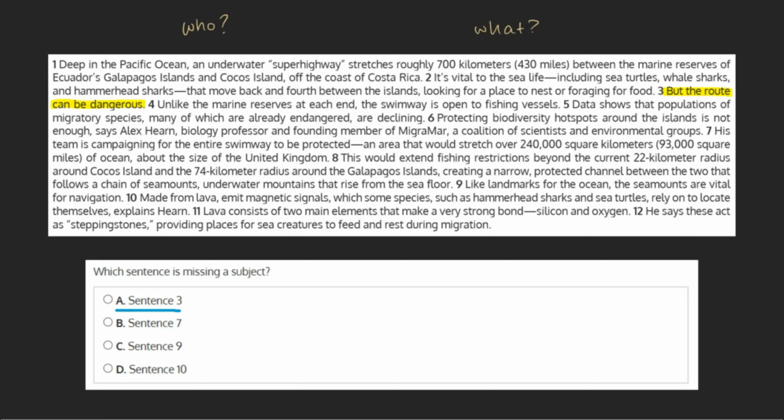For example, in this sentence, we can ask ourselves, what can be dangerous? The sentence tells us, the route. As this is our subject, we can mark this choice as incorrect.